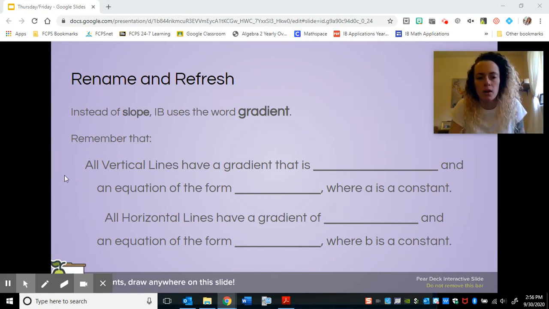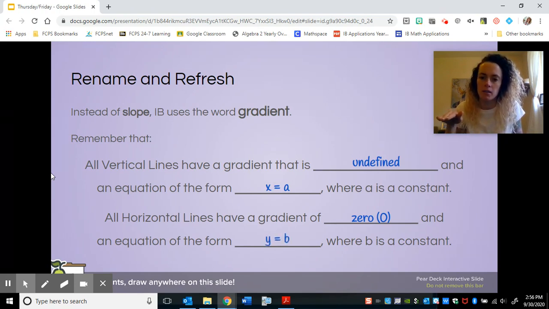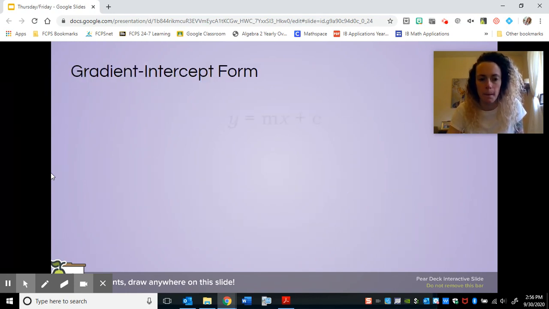Remember that all vertical lines have a gradient that is undefined, and they have an equation of the form x equals a, where a is a constant. Remember, vertical lines cut through the x-axis, that's why it's x equals a number. Horizontal lines have a gradient of 0, and they have the equation of the form y equals b, because it's cutting through the y-axis. So that's why it's always y equals the value.